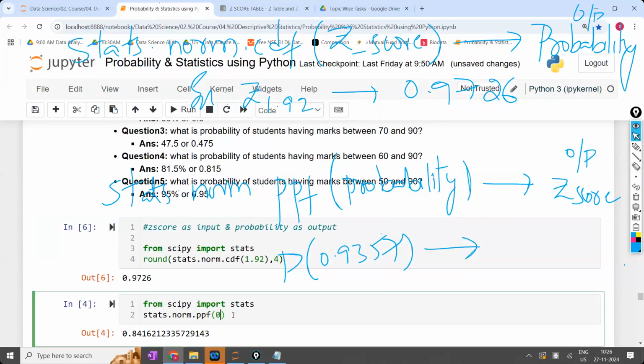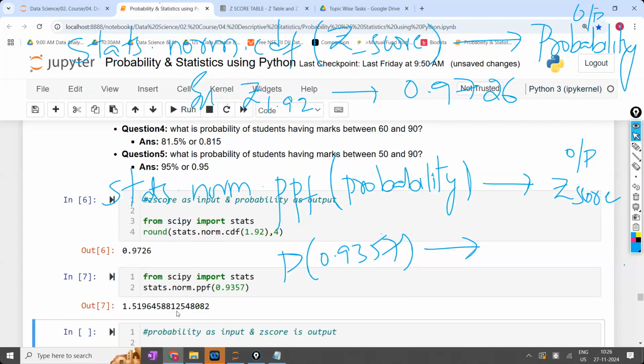If I give here 0.9357, so if I make the round figure up to 2 decimals, because the Z-score is up to 2 decimals now, so comma 2 decimals. Is the point clear for everyone? So from this, that one you can get, and from that, this one you can get.